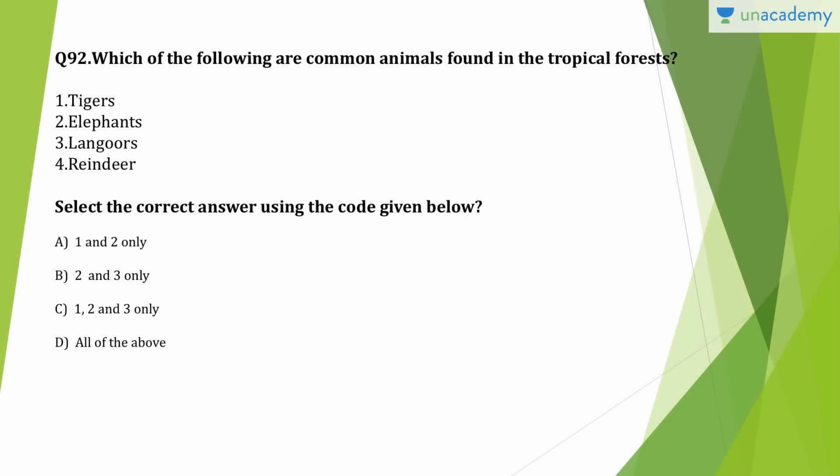Question number 92. Which of the following are the common animals found in the tropical forests? Tigers for sure is there. Then you have elephants. Then you have langurs. Yes, they are found, but reindeer will not be found in tropical forests. It is a very common animal in polar region, subpolar region. So answer here becomes C, that is 1, 2, 3.